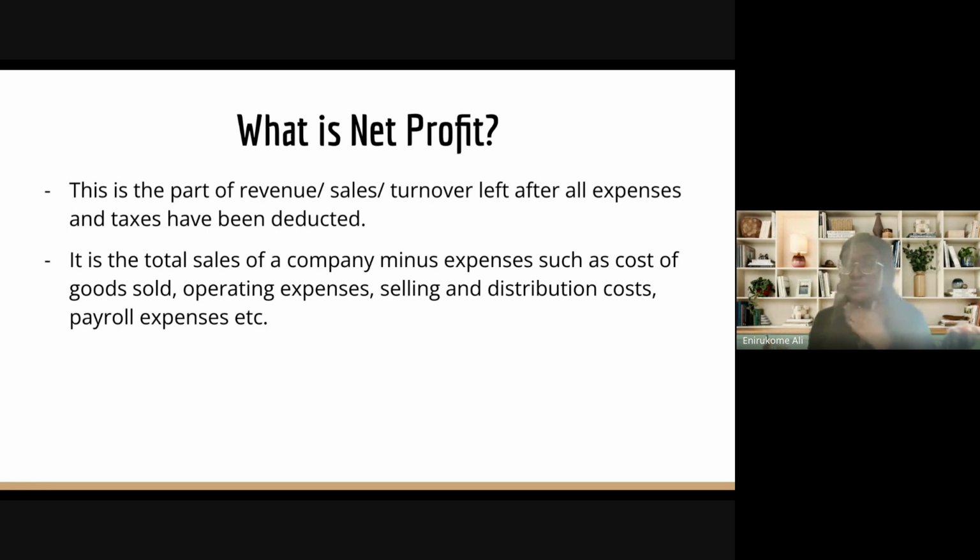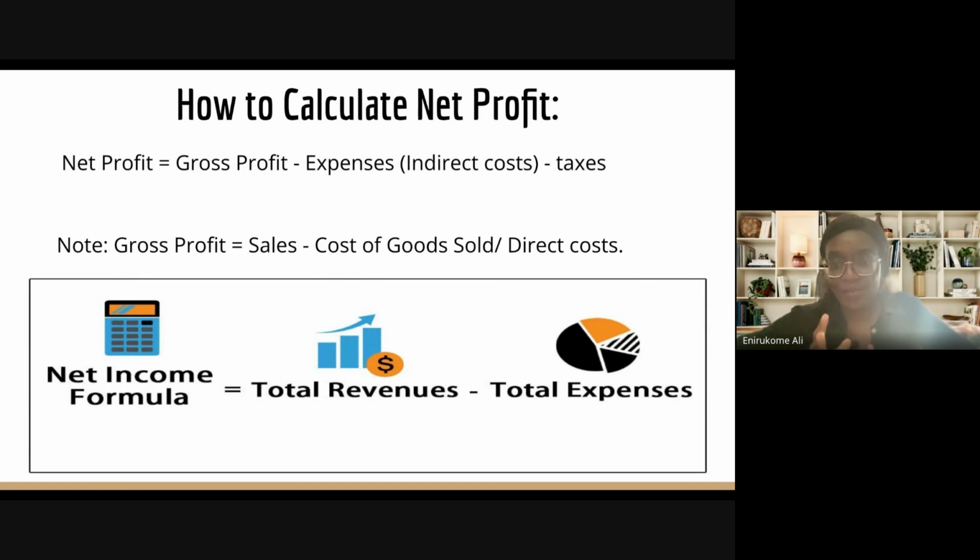It is the total sales of the company minus expenses, such as cost of goods sold, so the cost of the item itself, the cost of running your generator, or paying your staff if you have employees that you work with, servicing your machines, everything associated with the business. That is what your net profit is. You deduct all the expenses and then you arrive at your net profit. So from my explanation, I've already started talking about how to calculate your net profit.